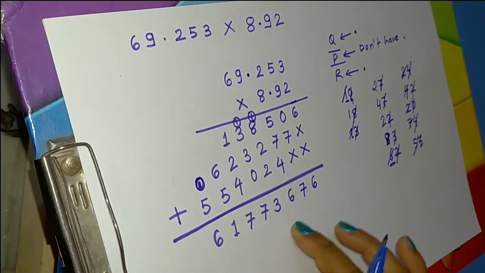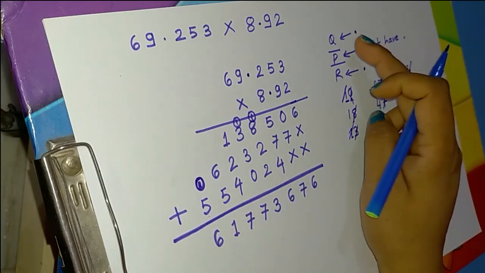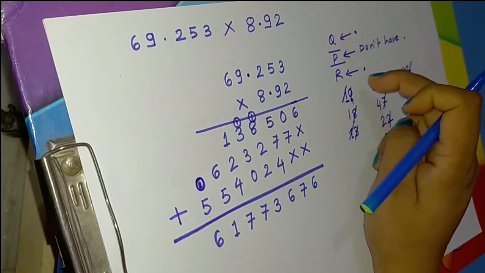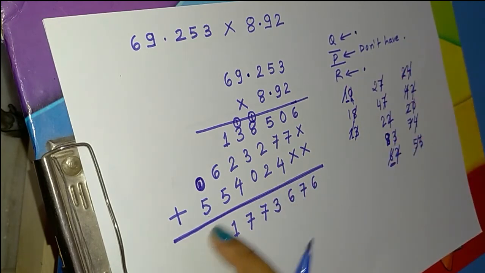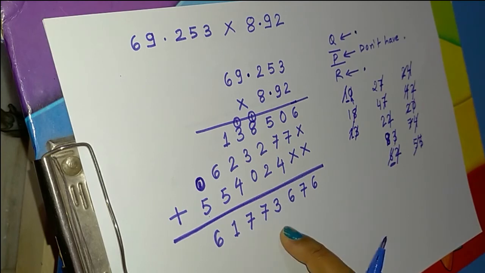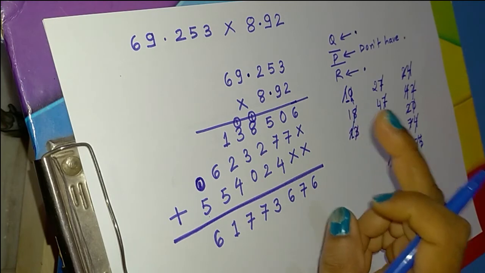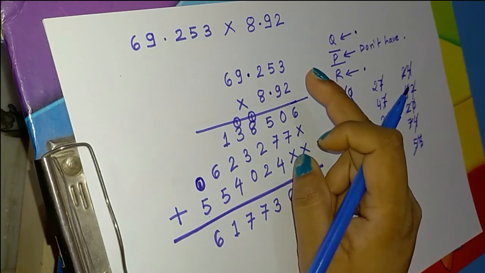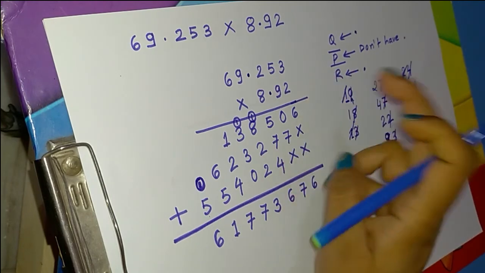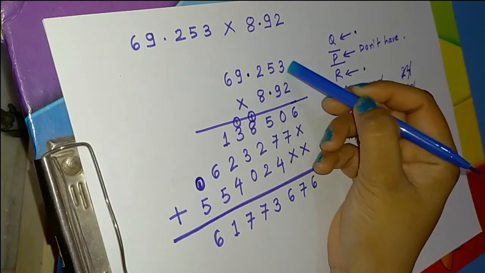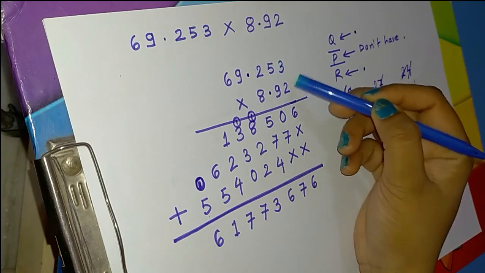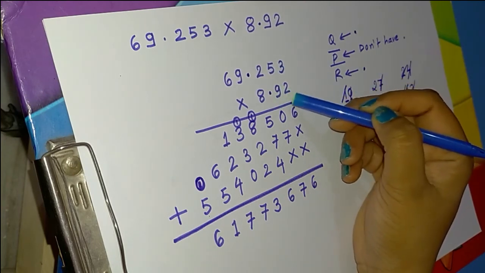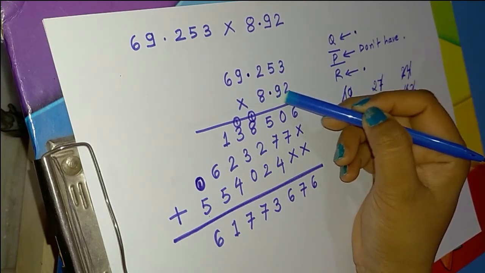This is our result part, and I already made it clear that the question can contain the decimal part and the result can contain the decimal part. So in this result we need to put the decimal. Now how can we put the decimal point here? We need to count the number of digits present after the decimal point in both the numbers. In the first number, digits after the decimal point are 1, 2, 3, and here 1, 2. So total 5 digits are present after the decimal point.